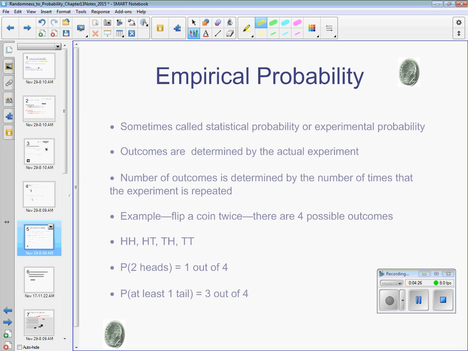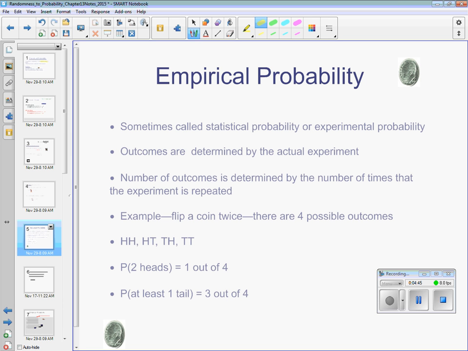So the number of outcomes is actually determined by the number of times that you actually do the experiment or actually flip the coin or do whatever. So here's an example. You flip a coin twice. What is the sample space, or what are the possible outcomes when you flip a coin twice?